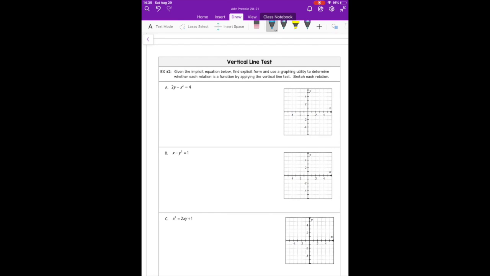Next up, vertical line test. So we want to graph these functions. If we are using a graphing calculator, then you will need to get y by itself. If we are not using a graphing calculator, we can use Desmos and type this in directly as we see it.